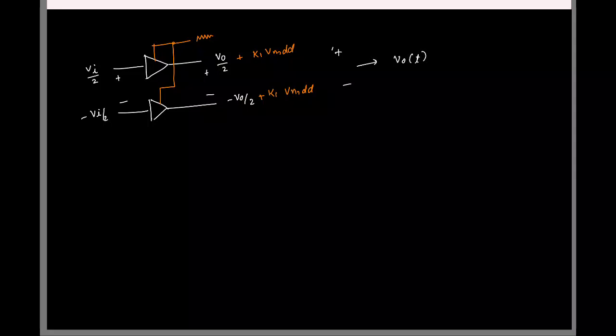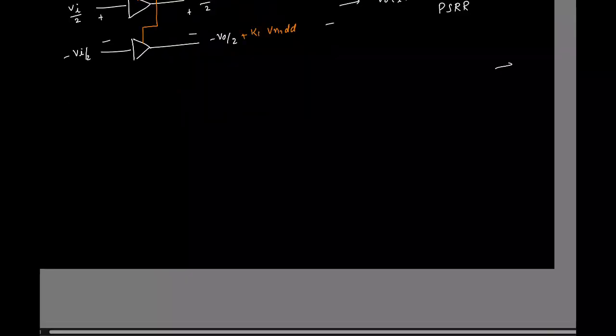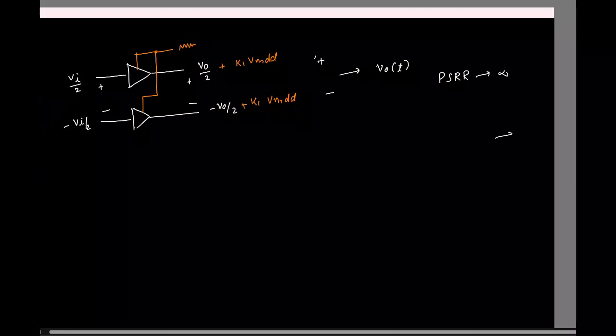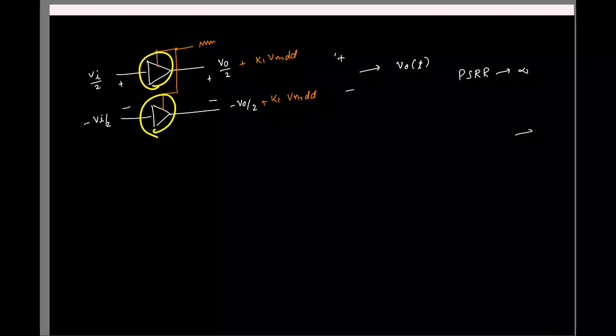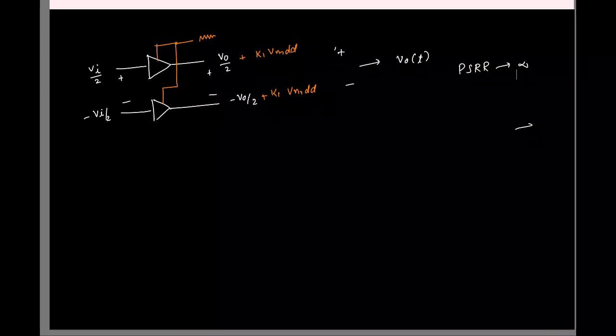So what can you say about the power supply rejection ratio here? It will be infinity. So as long as these two blocks are identical, then even this factor K1 will be the same, and there will be no issues with power supply variations. And because of all these reasons, in practice, all analog and mixed signal blocks on chip are fully differential like this.